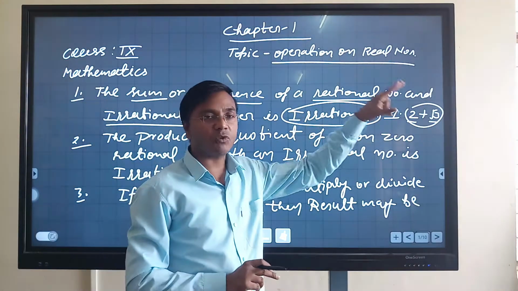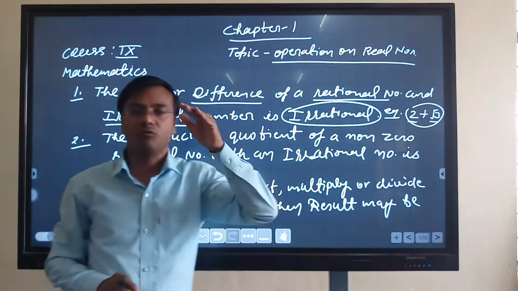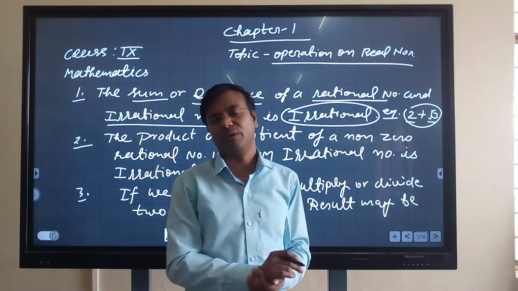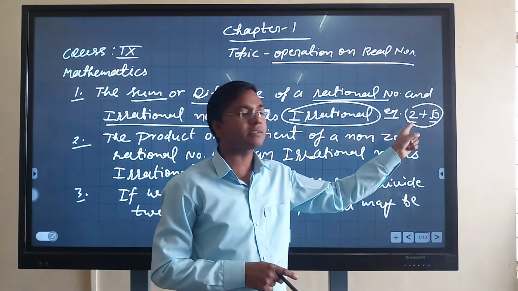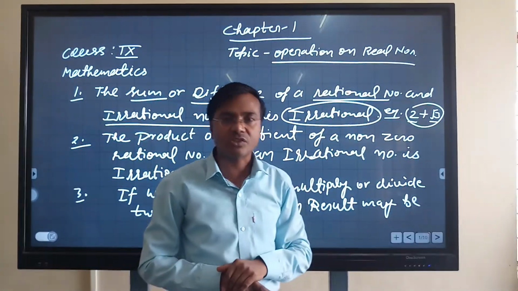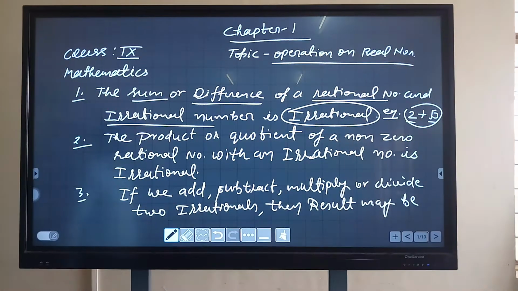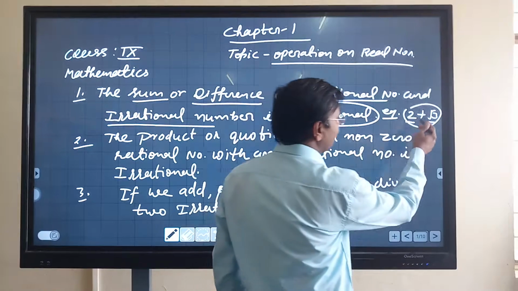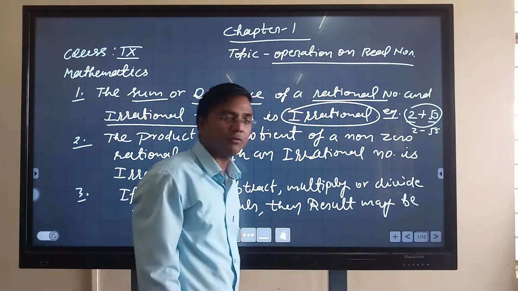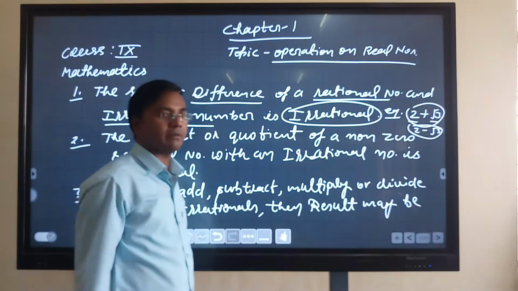This final result is showing an irrational number. So in the exercise, in your 1 mark MCQ question, you will be asked what type of number 2 plus under root 3 is. You will have to answer: rational plus irrational becomes an irrational number, by property first. Same as if I say 2 minus under root 5, what type of number is this? This is also an irrational number.